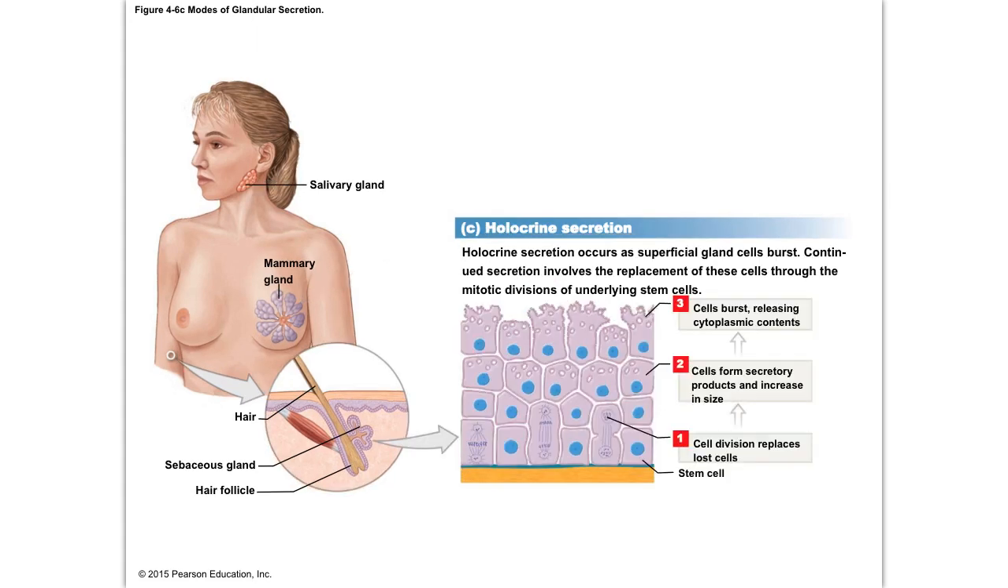The final example was the holocrine secretion. Now you see a lot of layers of the cells here. This occurs when superficial gland cells burst. Continued secretion involves the replacement of the cells through mitosis of the underlying stem cells. So in this case, it's the sebaceous gland. They're showing it down here at the root of the hair follicle. And so the sebum is the entire cell bursting and going through that duct up to the surface of the skin by the hair shaft. And so those cells just get replaced through mitosis.